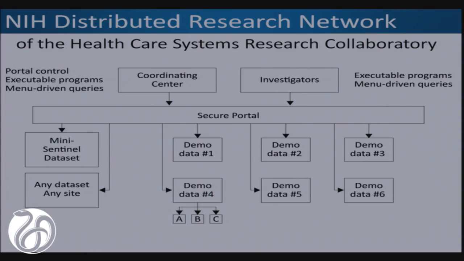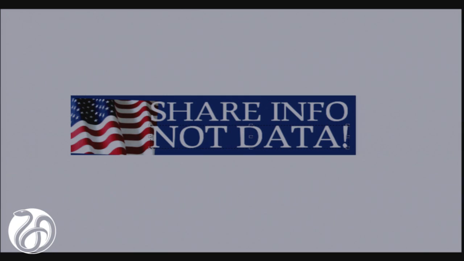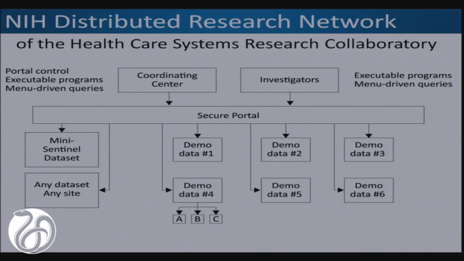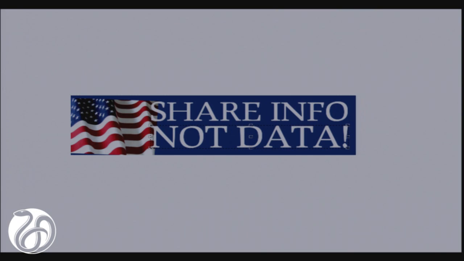As part of that, there is a plan to develop an NIH distributed research network that would have the capability of communicating with the entire Mini-Sentinel distributed data set, the trials that are funded under the collaboratory, and essentially any data set at any site. So I'll just leave you with the thought that our goal should be to share information and not data, and that if we approach things that way, we might be able to make more progress sooner than we would if we have to nail down all the issues around sharing the data itself. Thank you.